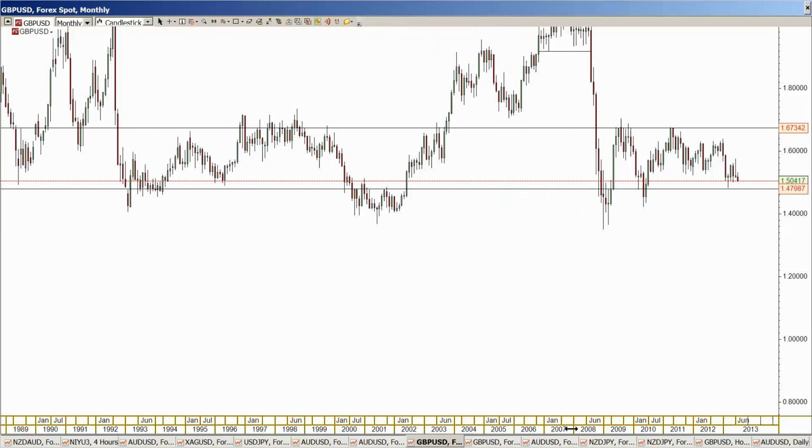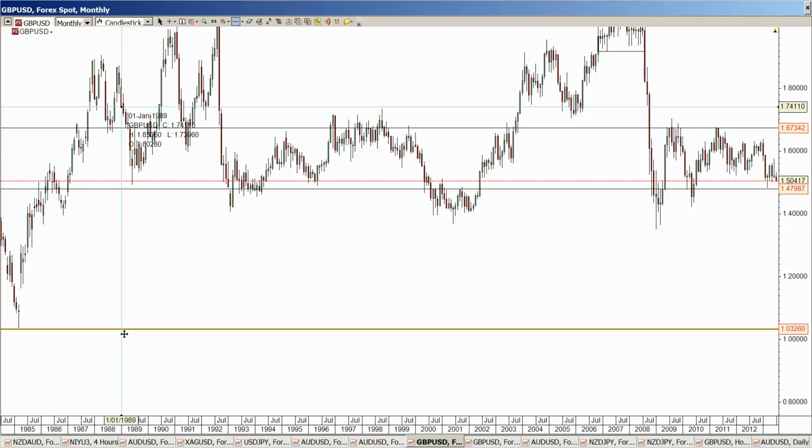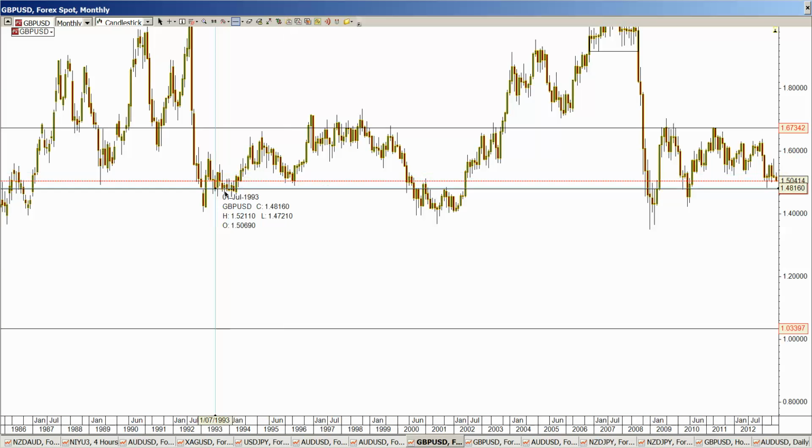In fact, if we go right back into the 1980s, the low there was 1.036. So obviously that's an awful long way to go. Let's see if we can draw a line on that. And I'm certainly not calling for that. But if it breaks out of this range, and actually I hadn't noticed this before, but we've got quite a bit of support right at that level there.